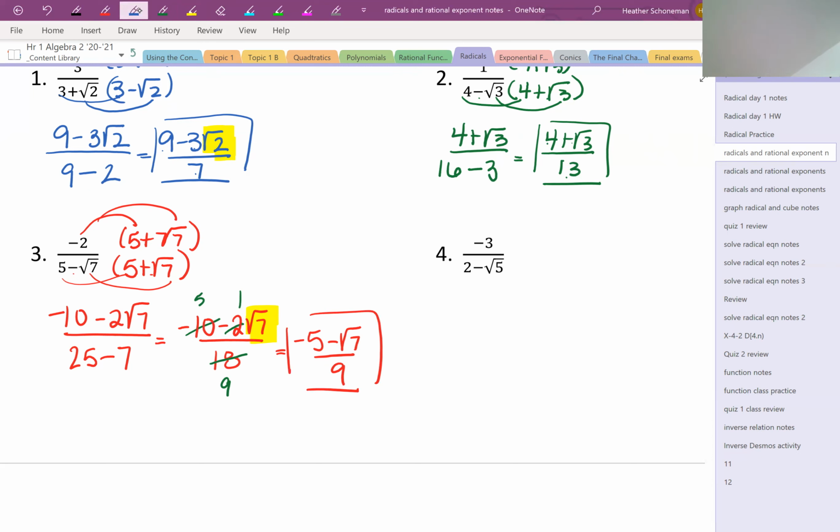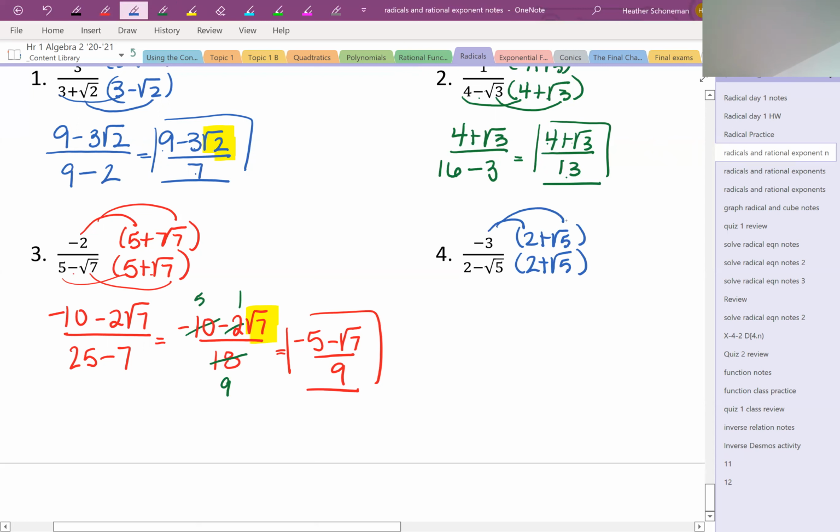All right, last one, I'm going to multiply by the conjugate, which is going to be 2 plus the square root of 5. So on the top, I'm going to distribute, and I get negative 6 plus negative 3 square root 5. On the bottom, use my shortcut because it's the conjugate, and I get 4, negative times positive is a negative, minus 5. So on the top, I have negative 6 minus 3 square root 5, and on the bottom, I have negative 1.